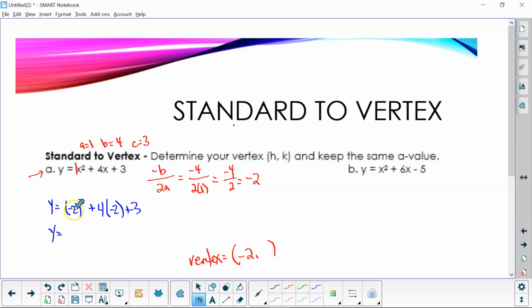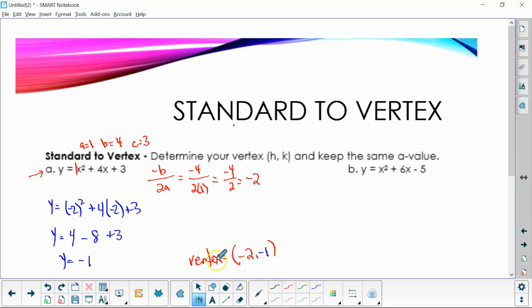y equals negative 2 squared plus 4 times negative 2 plus 3. Negative 2 times negative 2 is a positive 4. 4 times negative 2 would be negative 8, plus 3. So when x equals negative 2, y equals 4 minus 8, which is negative 4. Negative 4 plus 3 is negative 1.